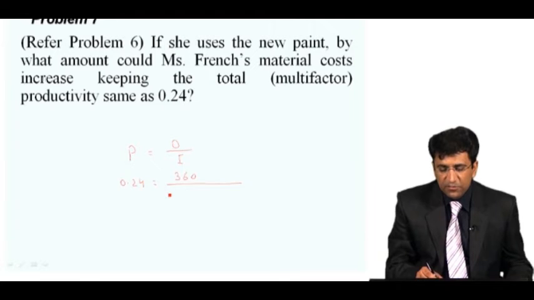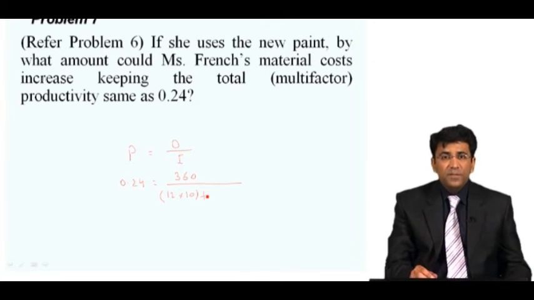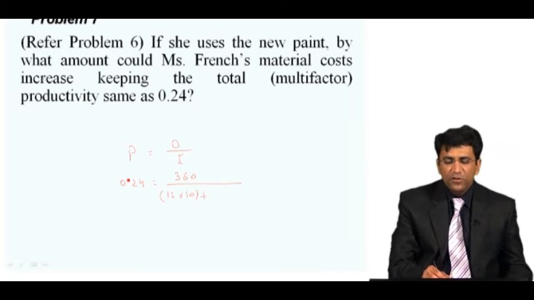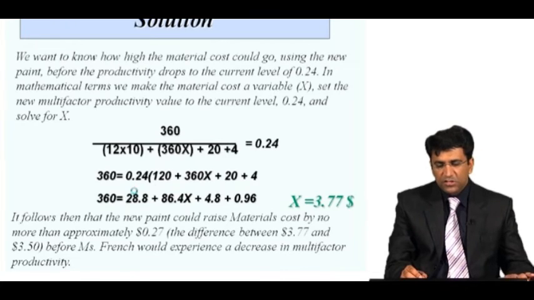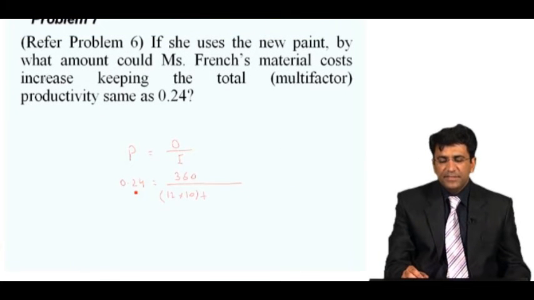Our labor cost is again the same, which was actually 12 multiplied by 10. Now what happens with the material cost? We actually want to calculate how much material cost should be increased so that we can have this level of productivity. Now suppose the per unit cost in this particular example is X, because we'll have to determine what X is. So we can always take this value as equivalent to X.